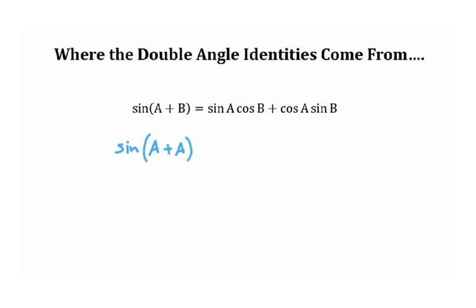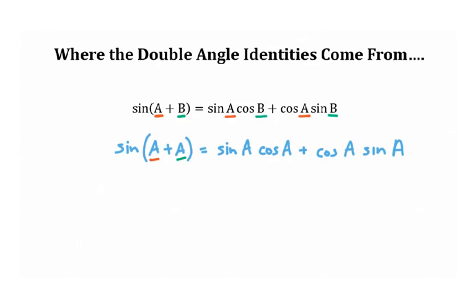So just to make it a little bit more clear, anytime I see A in our original sum identity, we'll have A. Anytime we see B in the original sum identity, we'll be replacing that with A, because what we're saying now is we're putting angle A in twice. So as we do that, that'll give us sine of angle A times cosine of angle A again, plus cosine of angle A times sine of angle A.